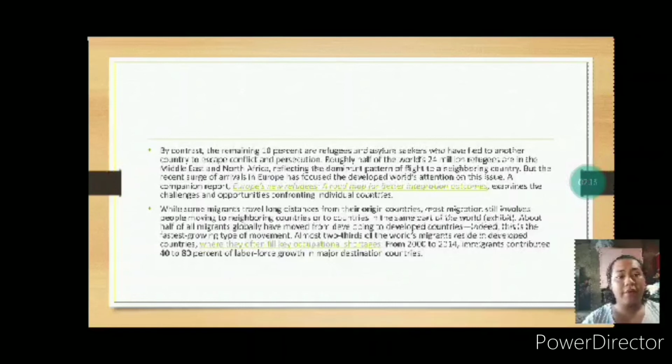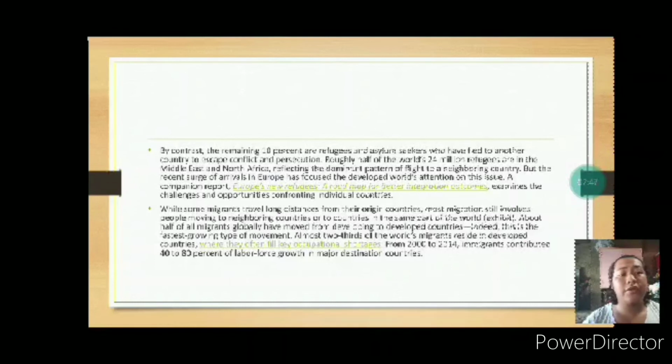While some migrants travel long distances from their origin countries, most migration still involves people moving to neighboring countries or to countries in the same part of the world. About half of all migrants globally have moved from developing to developed countries. Indeed, this is the fastest growing type of movement. Almost two-thirds of the world's migrants reside in developed countries, where they often fill key occupational shortages.